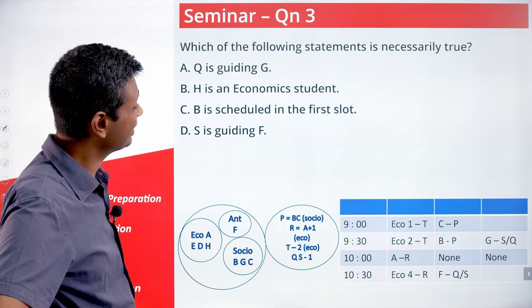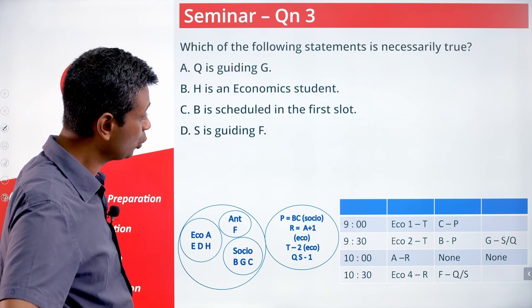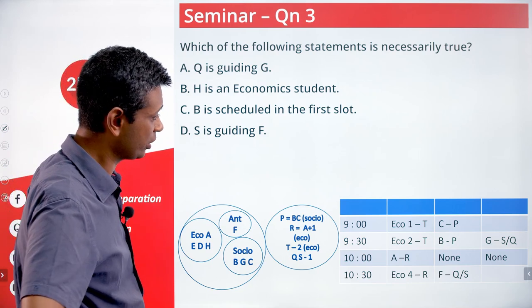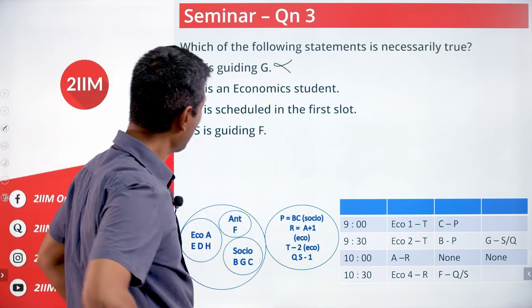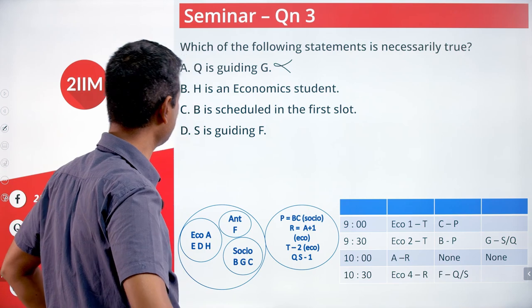Which of the following statements is necessarily true? Q is guiding G, not necessarily. It could be S guiding G, Q guiding F, not true. H is an economic student. Yep, A, D, E, H are economic students.